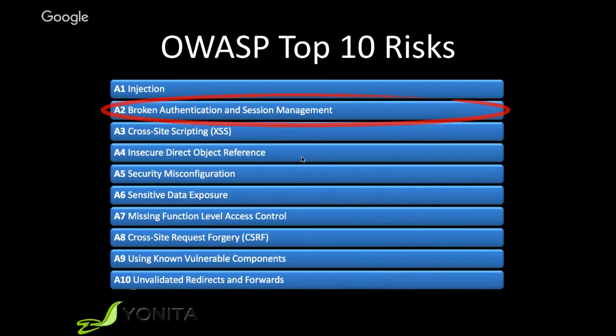OWASP stands for Open Web Application Security Project. It's a non-profit organization which aims at increasing security awareness among developers. And every 2 or 3 years, OWASP publishes the list of top 10 security vulnerabilities in web applications. It turns out that authentication and session management cause a lot of troubles to software developers.